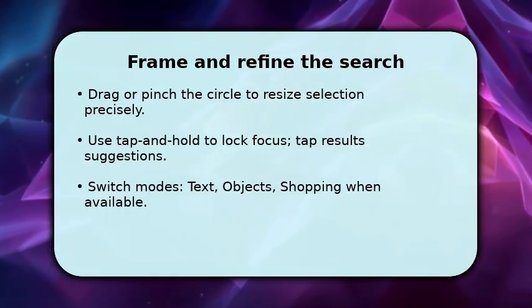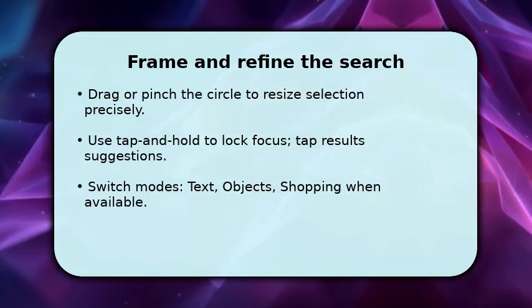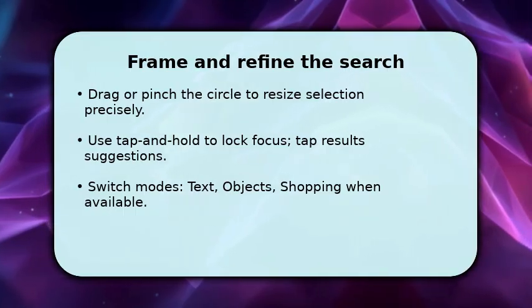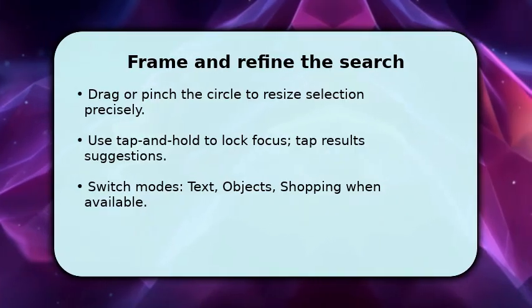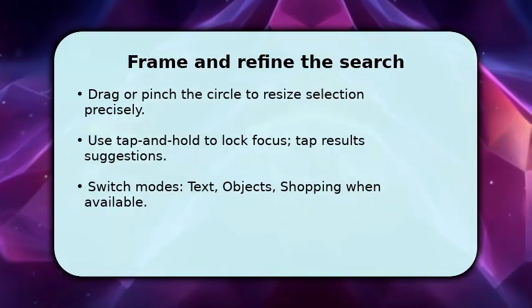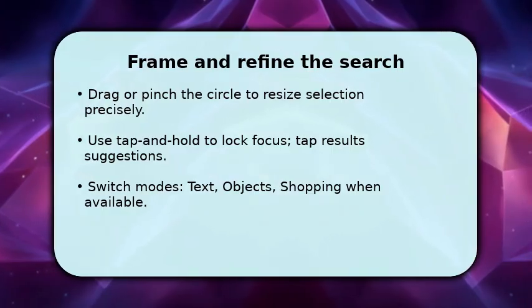You can tap any suggestion to refine results or switch modes between text recognition, object ID, and shopping. If accuracy is low, make the circles smaller and center the clearest part. That helps the algorithm pick relevant matches.